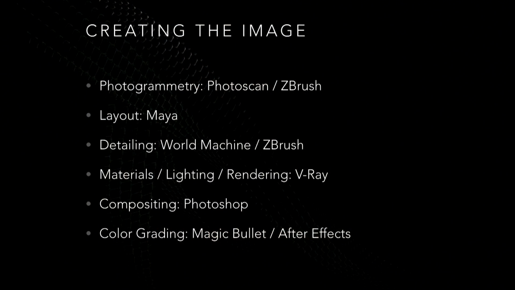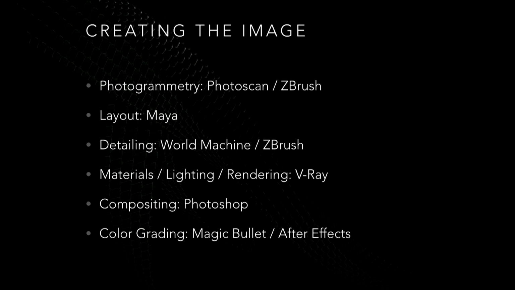So for creating the image that I showed you earlier, these ultimately become the steps. I need to create a library of elements with photogrammetry. I need to lay out scenes and my composition in Maya. I then detail these things using World Machine and ZBrush, and then obviously materials, lighting, rendering, and compositing.